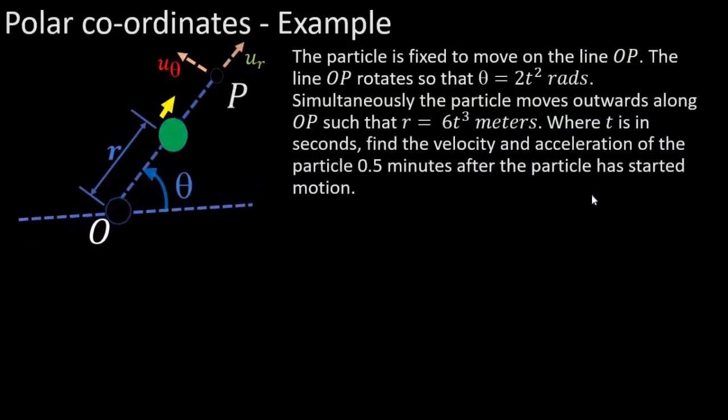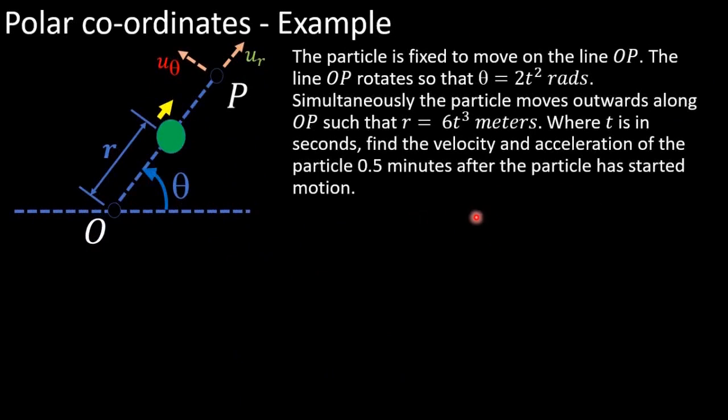So let's have a look at an example. The particle is fixed to move on the line OP. So there's a line OP, with the origin here and this point there I'm calling P. The line OP rotates so that theta equals 2t squared radians. Simultaneously, the particle moves outwards along the OP such that r equals 6t cubed meters, where t is in seconds. Find the velocity and acceleration of the particle 0.5 minutes after the particle has started motion.